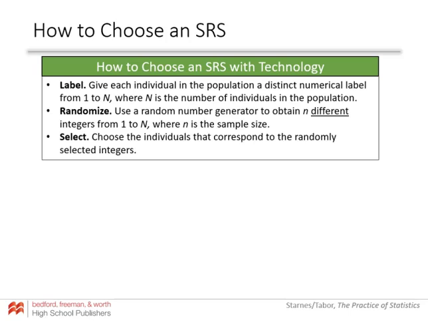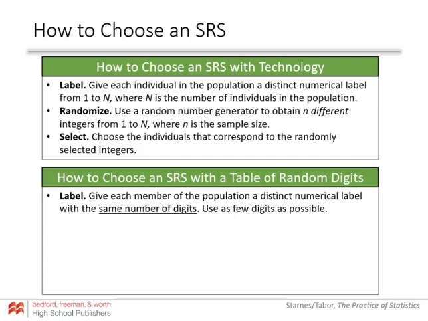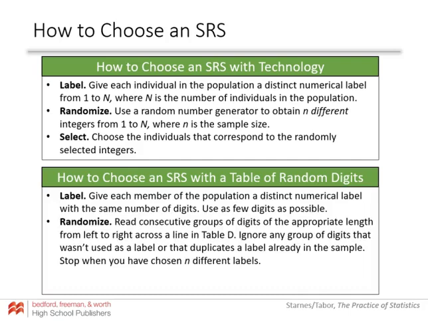The second way is using something called a table of random digits. This is kind of old school. There's literally books and charts of just random numbers, and you read through the random numbers. We're going to label our population like before, but the key here is we have to use the same number of digits. So if I have 12 people, then I can't do just 1 through 12. I have to do 01, 02, because 10, 11, and 12 have 2 digits. The same case if I had over 100 members of my population, I would have to do 001, 002, because each person has to have the same number of digits.